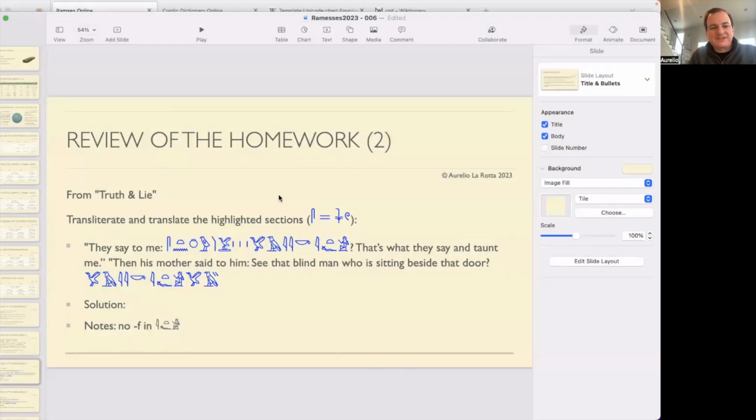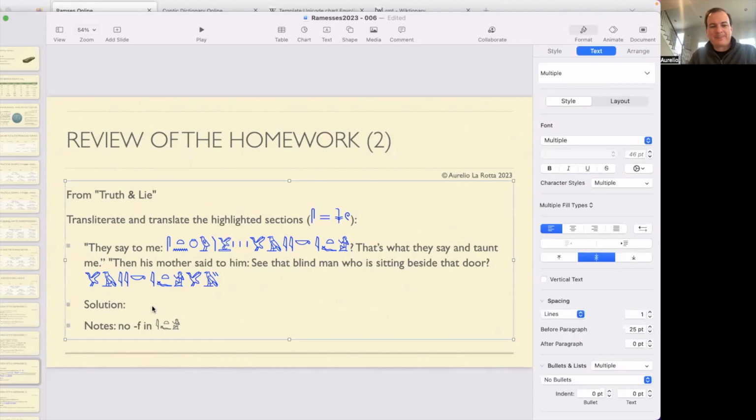This one was from an interesting text called Truth and Lie. It's another tale, also called The Blinding of Truth. There are a few different translations. So the son of truth is here complaining, coming back from school and talking to his mother about what happened there. Basically, he says, they, namely the other kids, say to me, well, what do they actually say? So who could take those 2?